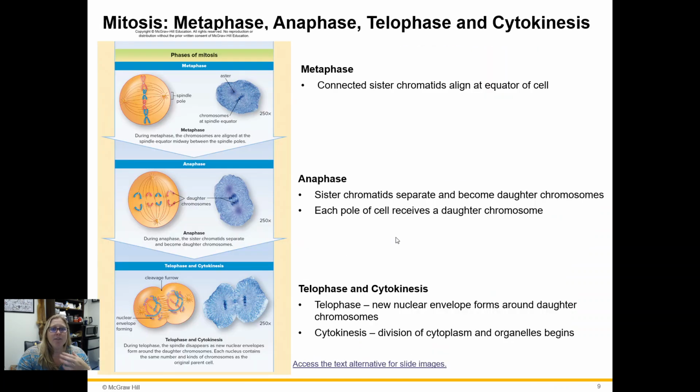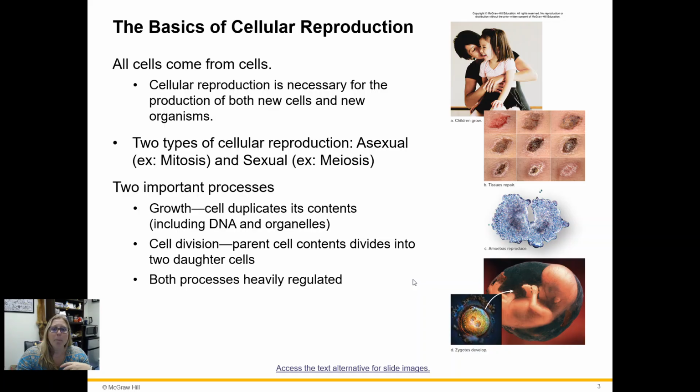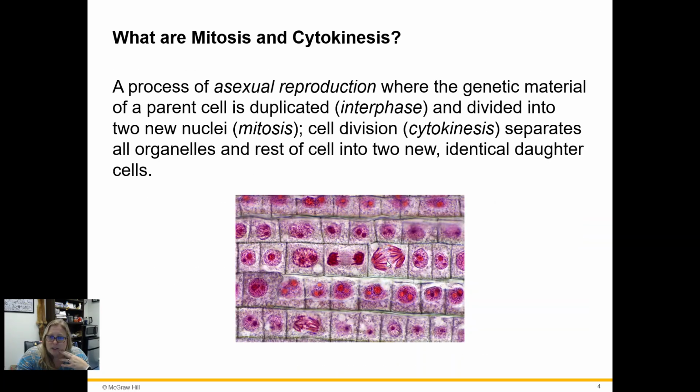After anaphase, we will see telophase and cytokinesis. Telophase will be the reforming of the nuclear envelope, and then cytokinesis will be the division of the rest of the cell. Back here, actually the cell next to anaphase is showing telophase. So what we see is these chromatids, which are now chromosomes, are starting to condense. The nuclear envelope is starting to reform.